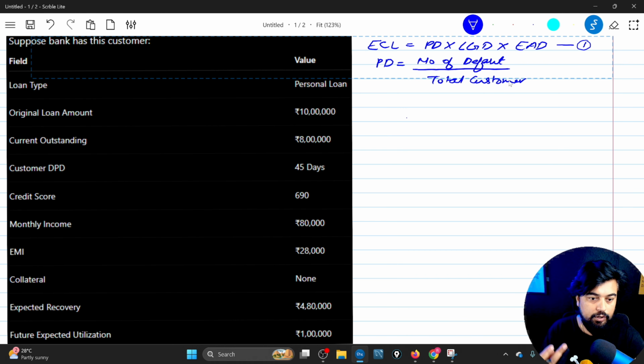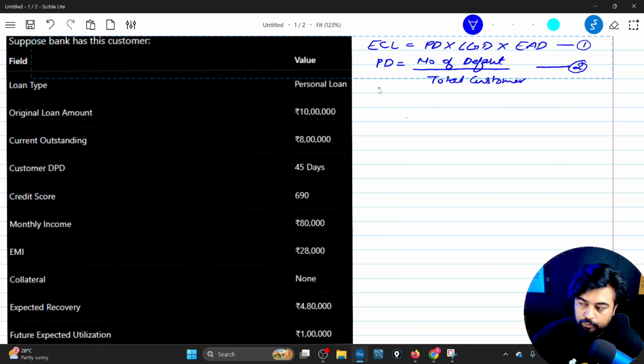Now, what is default? Some of you may wonder that. So any customer who is not paying EMI for 3 consecutive months, basically not paying EMI continuously for 90 days, they miss 3 EMIs. That customer is generally considered a default customer in banking terms. So now let's go back to the formula. So this is the formula for probability of default.